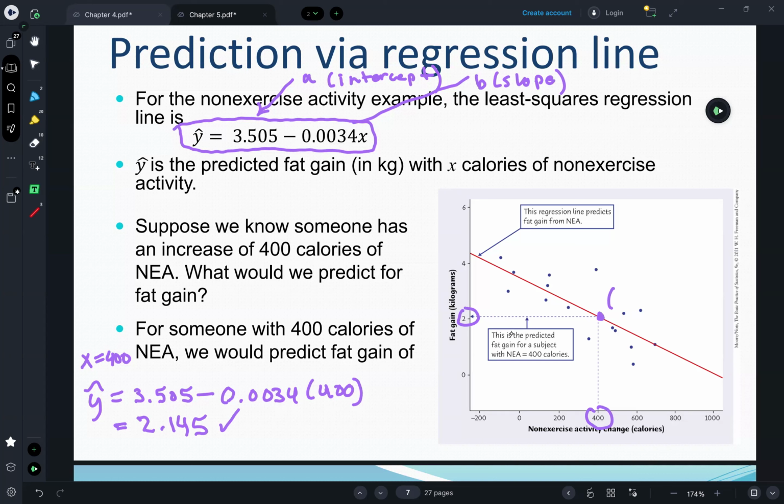So this would be 400, comma, 2.145. It's right in the center of the least squares regression line. I'll just put it back there. So that's the purpose. If you understand this, if you understand the formulas, that's regression.